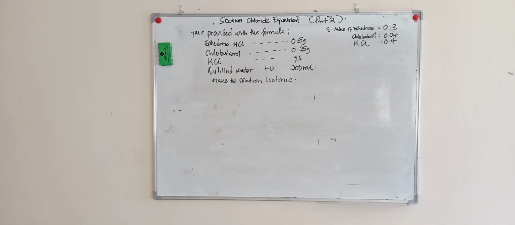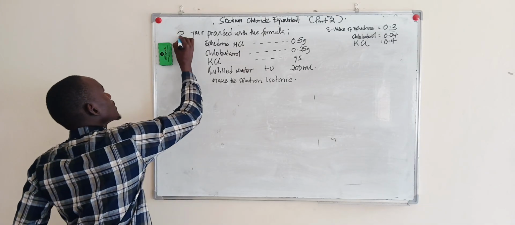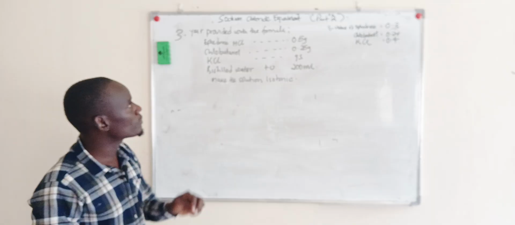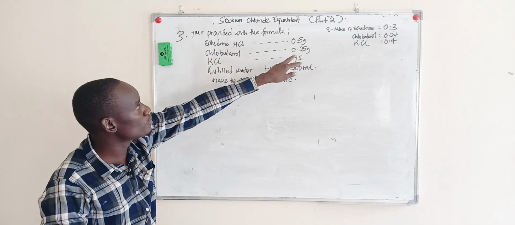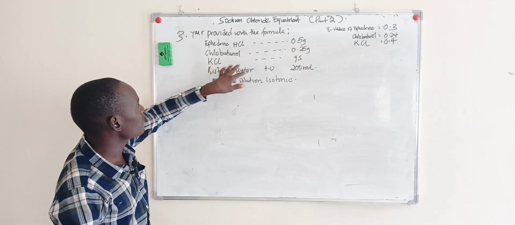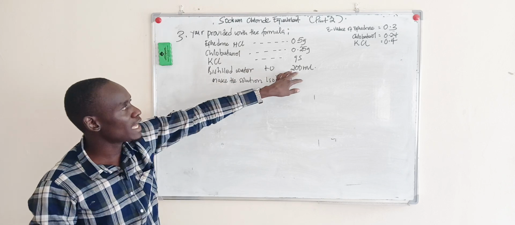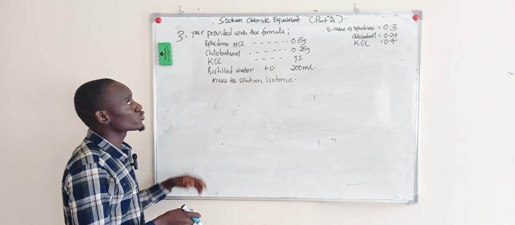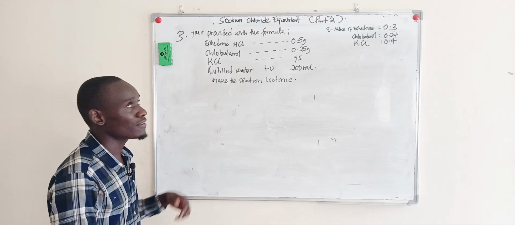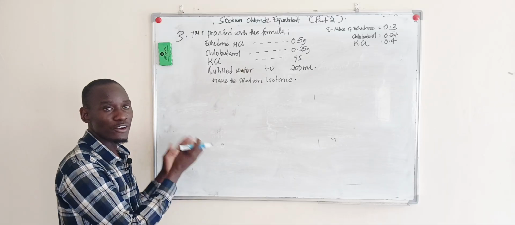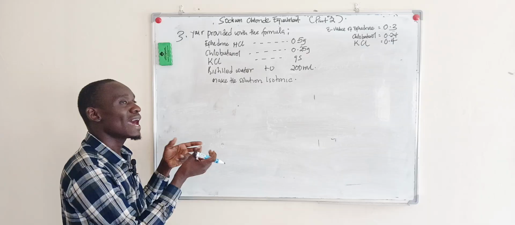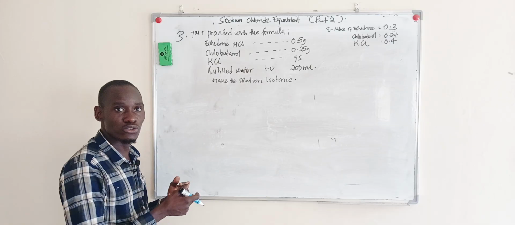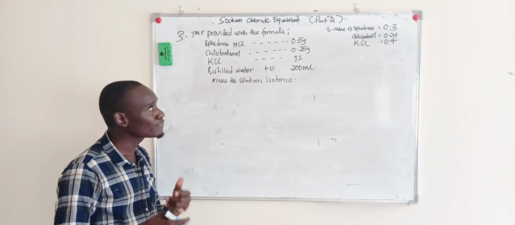So in our third example, you're provided with the formula: ephedrine hydrochloride 0.5, chlorbutanol 0.25, potassium chloride, quantity sufficient, distilled water, add up to 200 mils. This question is similar to the second example we have just looked at. So you can feel free to pause this video and calculate it out, and later you can check to see whether you can get the same answer with me.